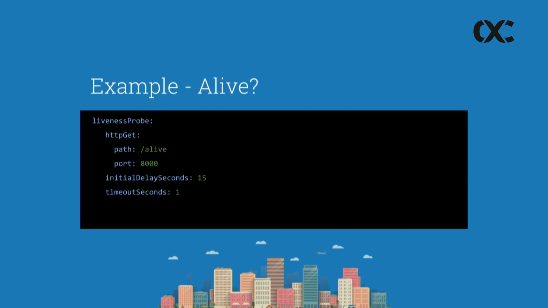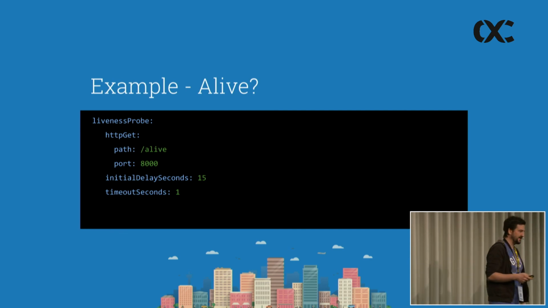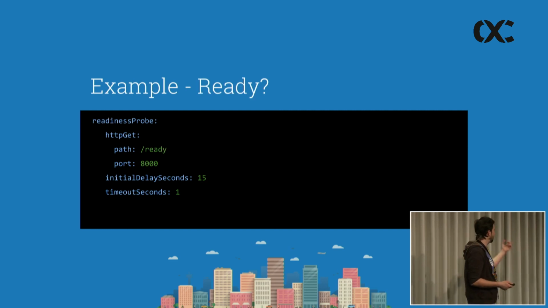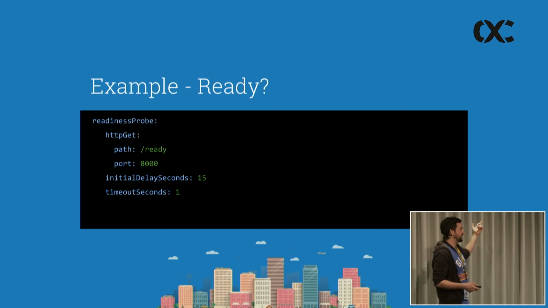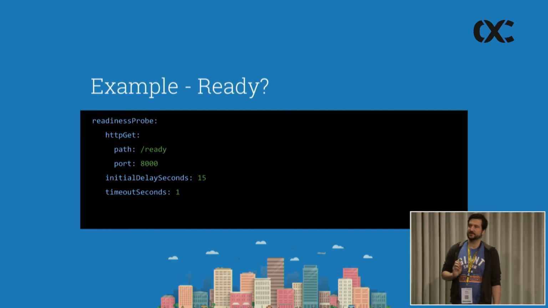And then you can also define an endpoint where your service reports if it's still alive or not. So if that URL is requested and it gets an error back, Kubernetes would actually kill the container and start a new one. And then you also have another endpoint that tells Kubernetes if the service is ready or not. So if the service should receive requests or not.